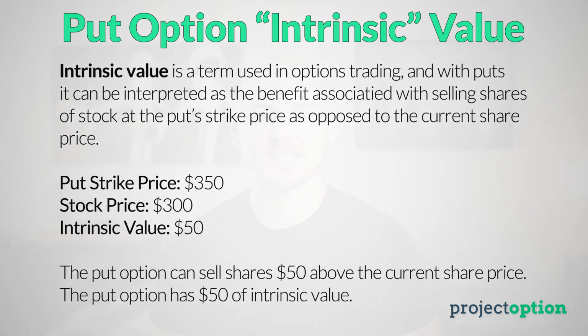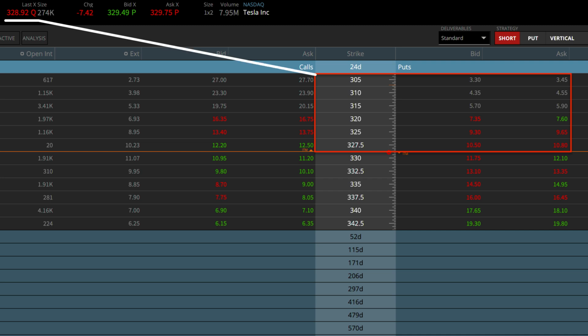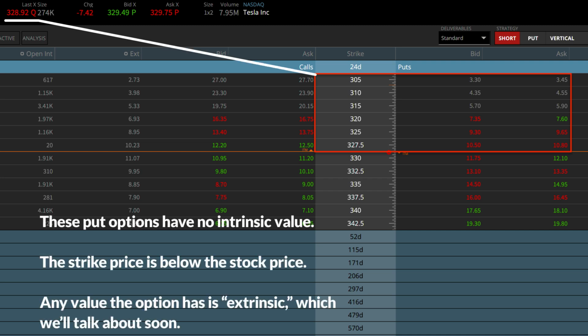If a put option strike price is below the current share price, the put option does not have any intrinsic value, because there's no value of selling shares below the current market price when a market participant can simply sell shares of stock at the current share price and be better off than they would be if they exercised the put option and sold the shares of stock at a lower stock price than where the shares are currently trading. Obviously, no one would ever choose to sell something for a lower price than is available to them. So therefore, if a put option strike price is below the current share price, the put option has no intrinsic value, and any value that that put option has is considered to be extrinsic value. But don't worry, I'm going to describe that in just a moment.